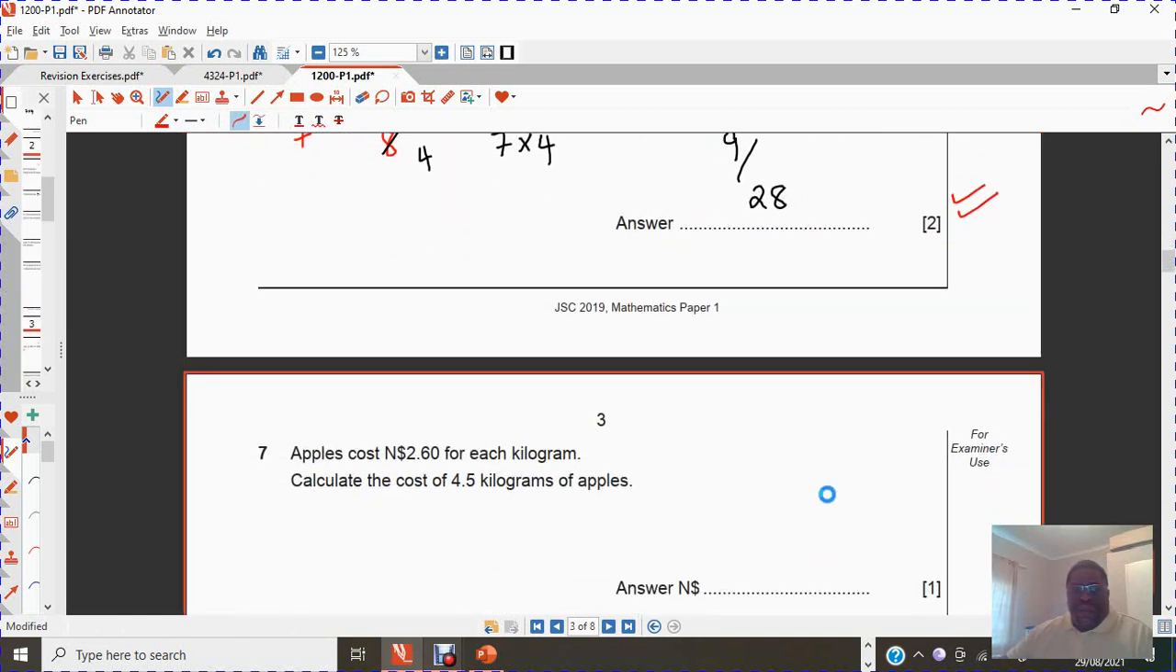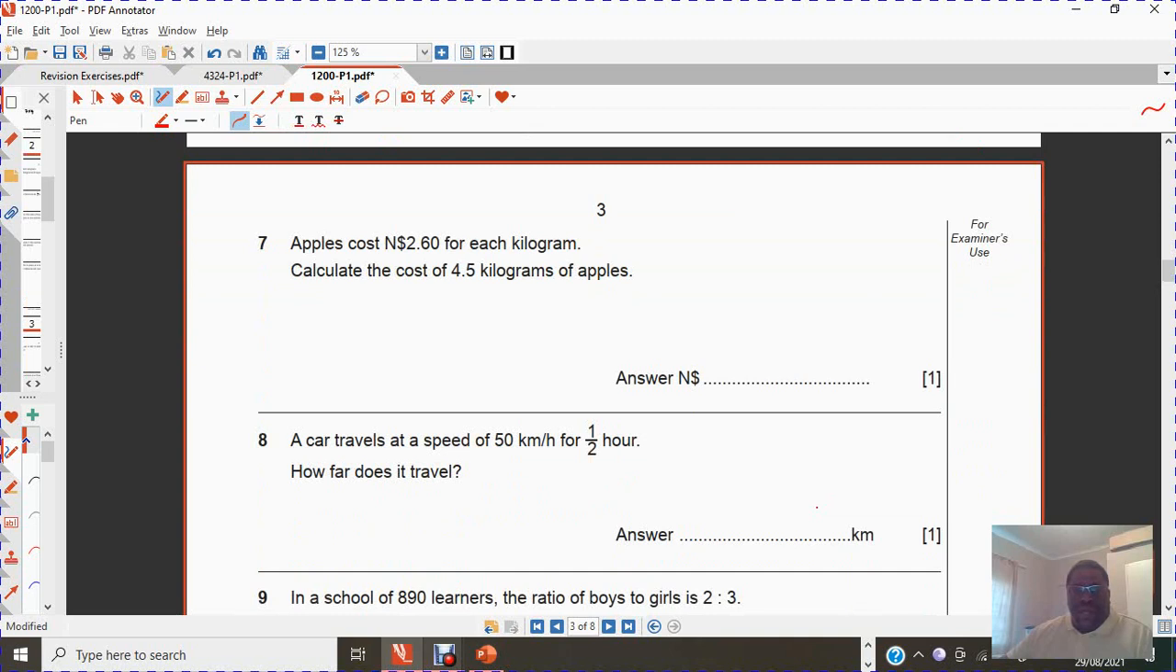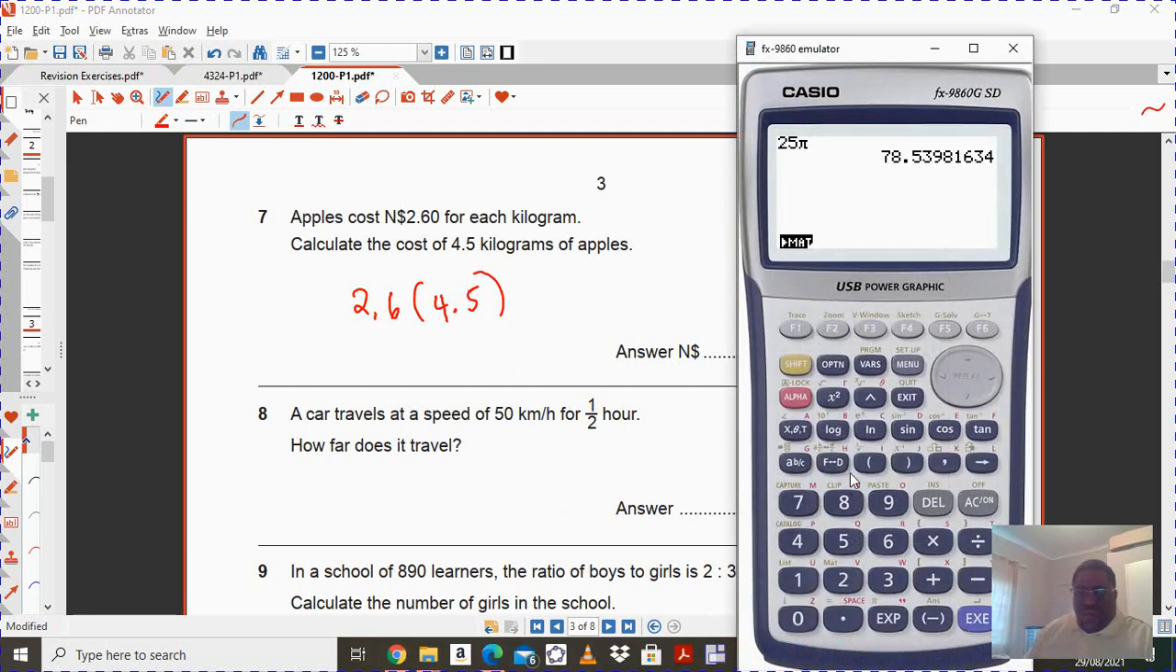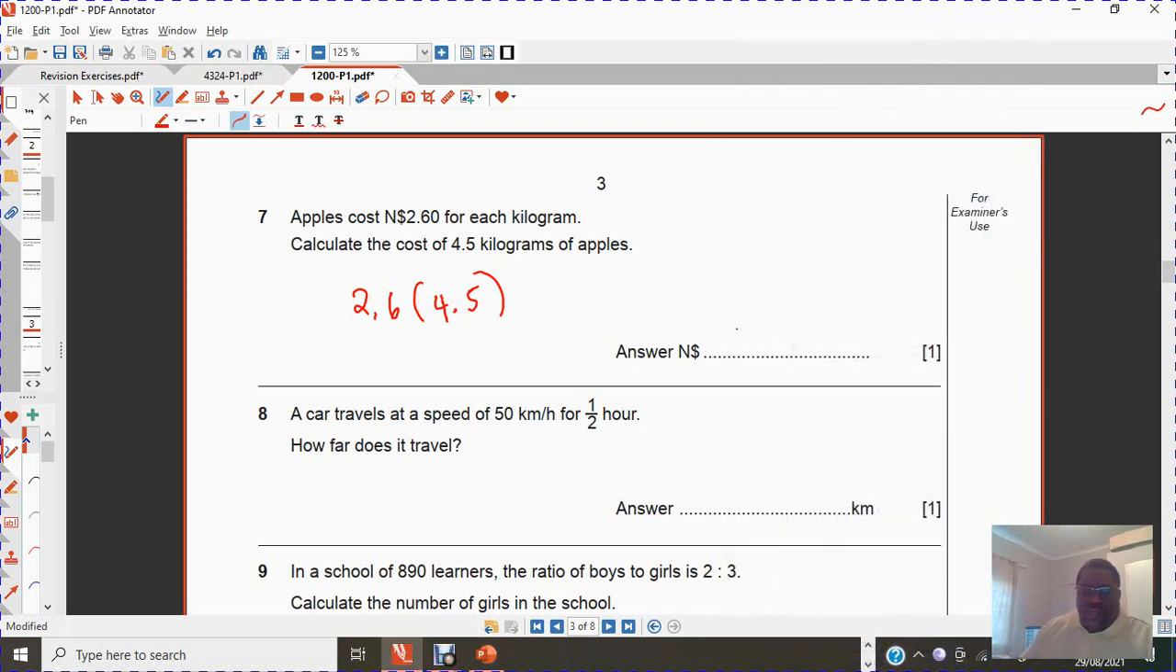The next one, they say apples cost $2.60 for each kilogram. You're supposed to calculate the cost of 4.5 kilograms, so it's 2.6 multiplied by 4.5. Again, as I said, this was a calculator question. You can whip out a calculator for this if you're a bit unsure about your answer. 2.6 times 4.5 gives $11.70.